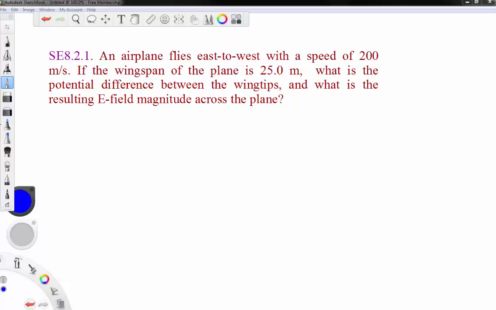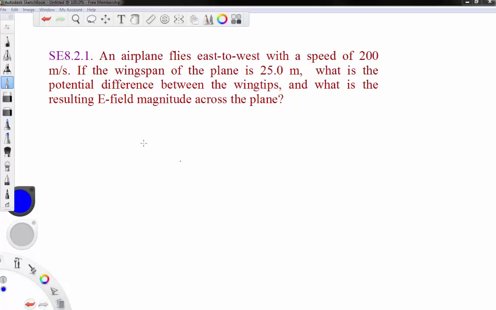All right, for the first one, we have an airplane which is flying from east to west with a given speed, and we have a wingspan, so we want to know what's the potential difference between the wingtips and what is the resulting E field magnitude across the plane. Now, before answering this, it's worth drawing a diagram here.